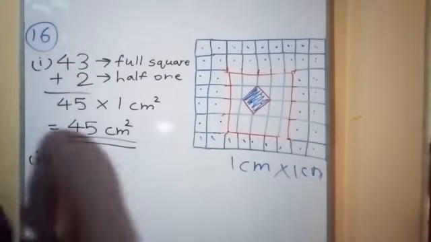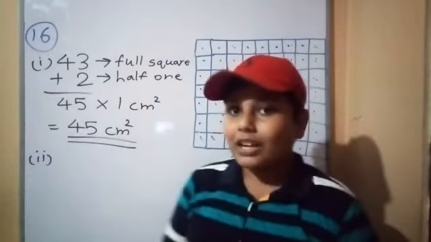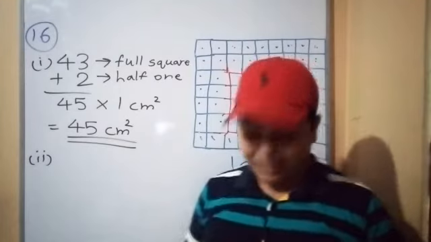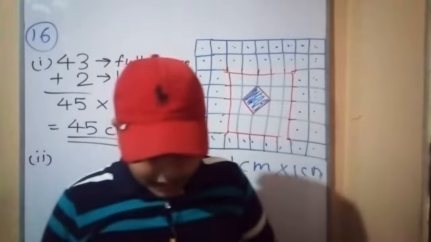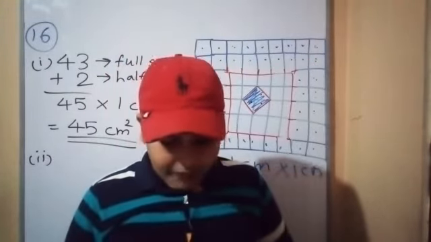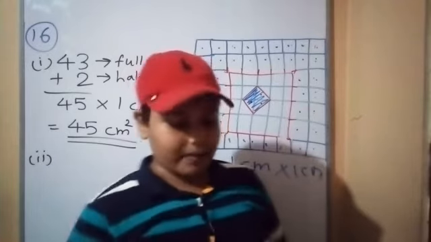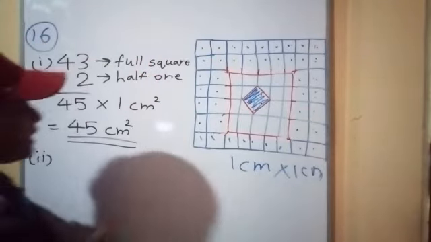Okay, that is the first one. The blue color has 45 square centimeters. The second one: what is the total area of the parts colored in red in square centimeters? Red, how many are there?